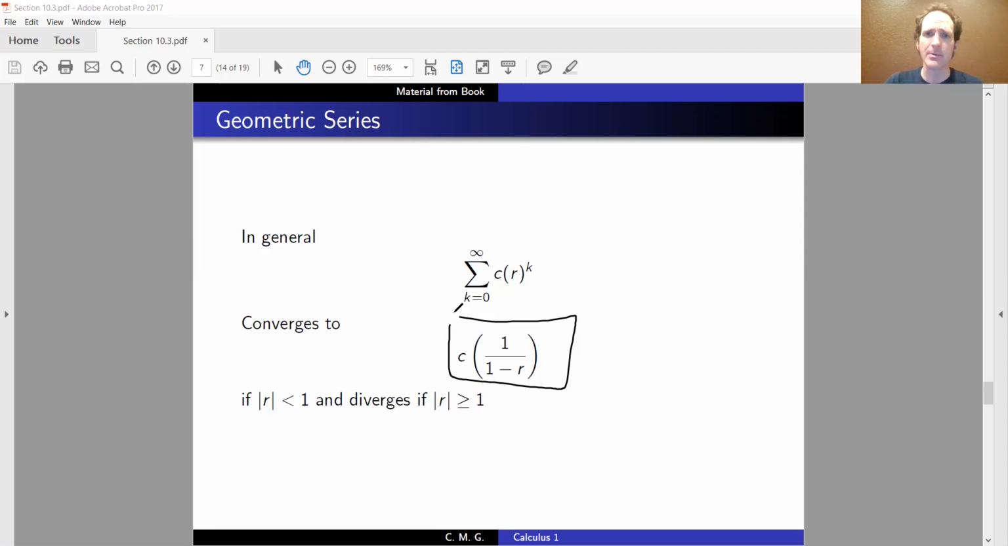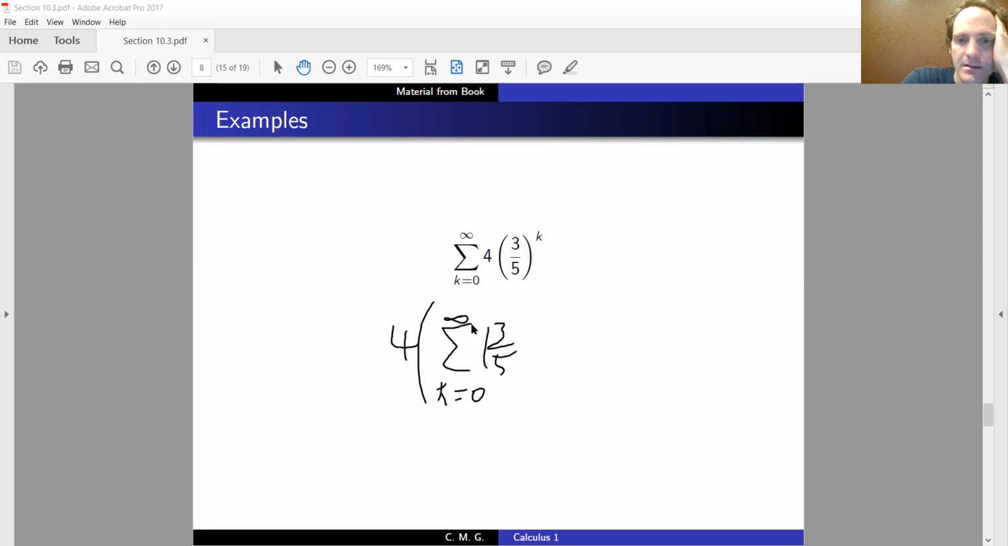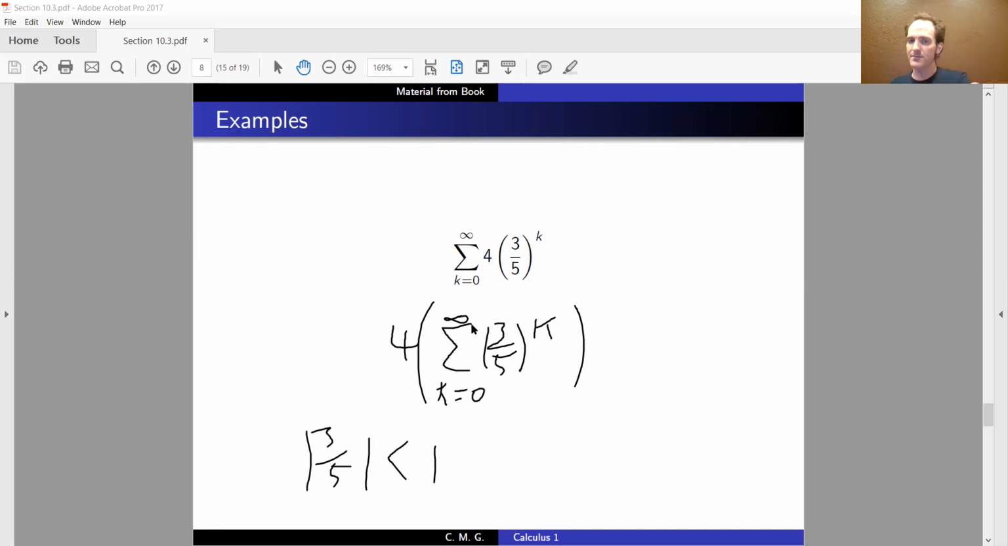So I want to do 2 examples here, maybe 3, with this stuff. The first one I want to look at is this one that I've given you. I've got this infinite sum from 0 to infinity of 4 times 3/5 to the k. So what am I going to do here? Well, I can pull the 4 outside of this and ignore it for a bit. Whatever I get from my infinite series here, I just multiply that by 4 in the end, and it gives me what I want. So I've got 3/5 to the k. 3/5 is less than 1, and in particular, the absolute value of 3/5 is less than 1. So this thing should converge.